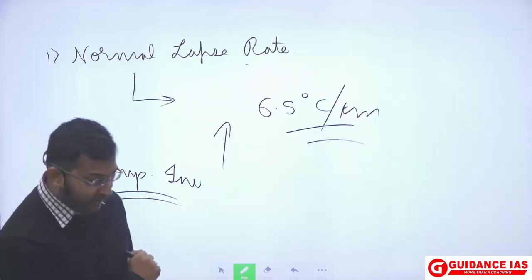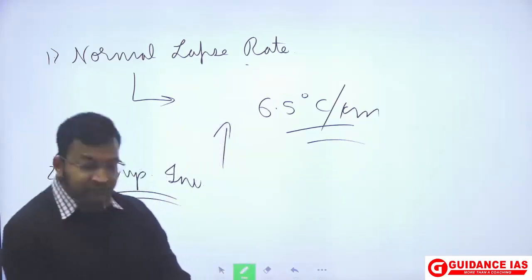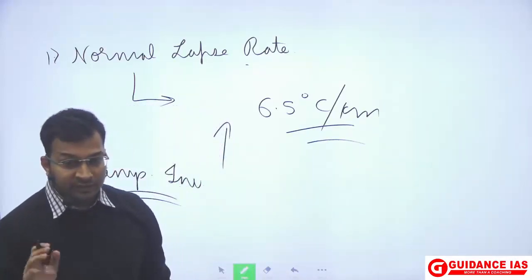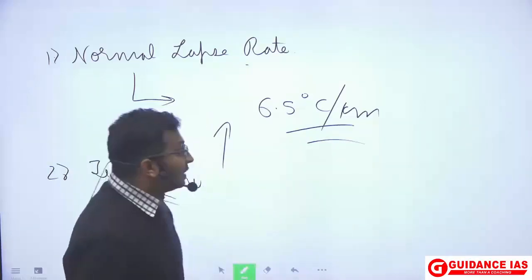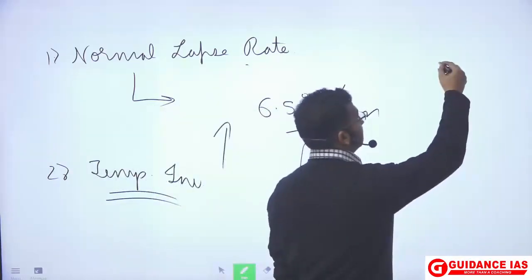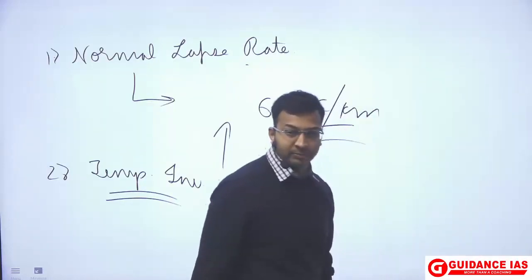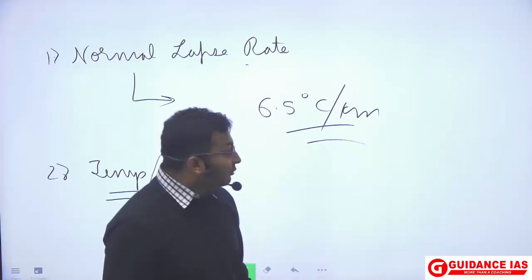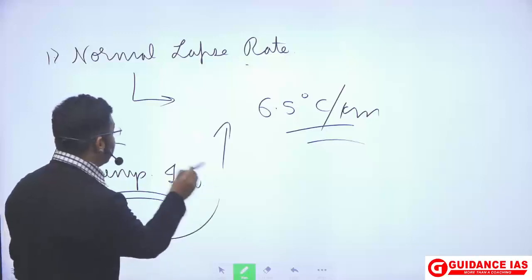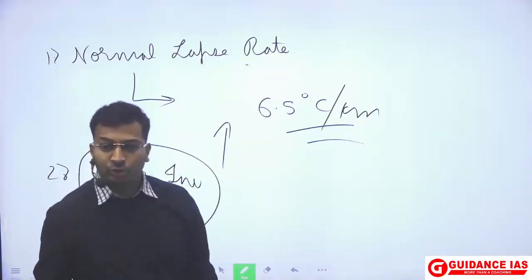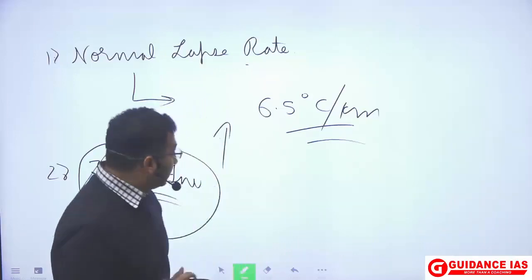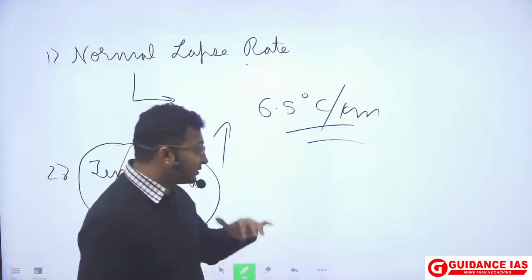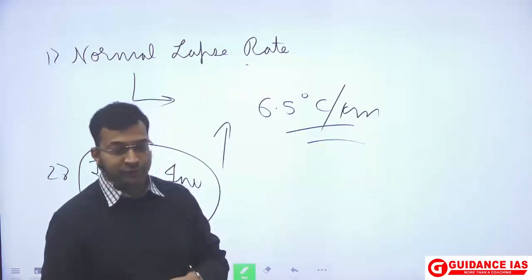Okay? I hope this is clear. When we are studying about temperature inversion, we will be sticking only with respect to the troposphere. You all have studied about the vertical profile of the atmosphere. There is troposphere, stratosphere, mesosphere, and thermosphere. When we study temperature inversion, we study it only with respect to the troposphere, because most of the environmental activities, most of the atmosphere, lie within the troposphere.